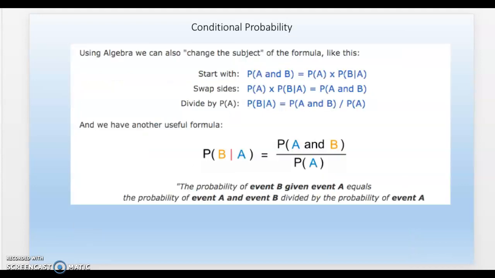This shows us where the formula comes from, using our tree diagram. We said the probability of A and B happening was the probability of A happening times this conditional probability. We can just divide both sides, and we end up with this. That's our formula. The probability that B happens, given that A has already happened, is the probability that they both happen divided by the probability that A happens. You're going to use that formula for the exit ticket.